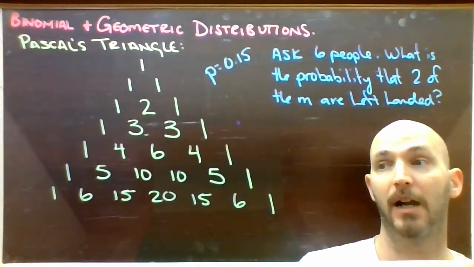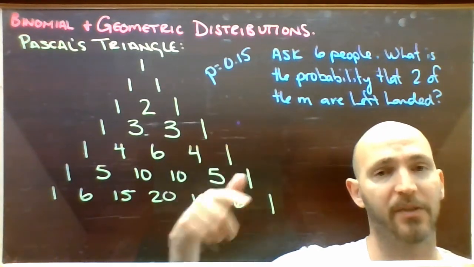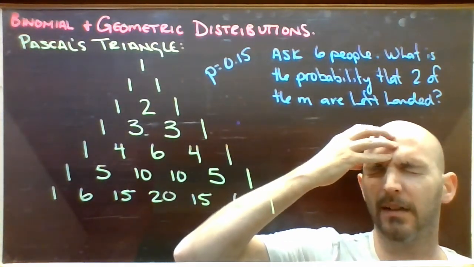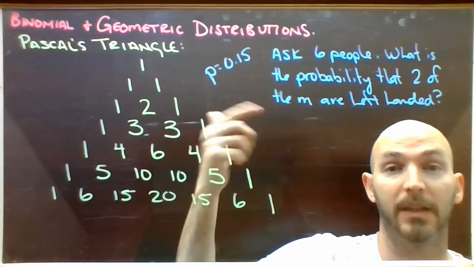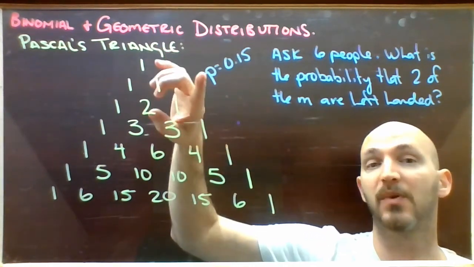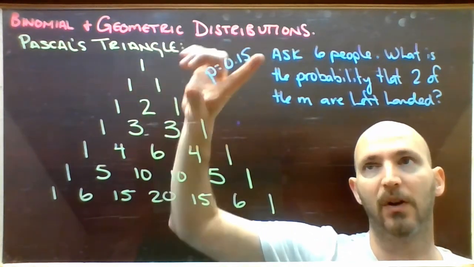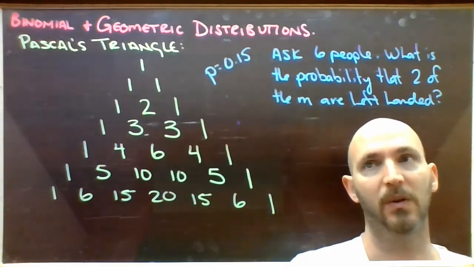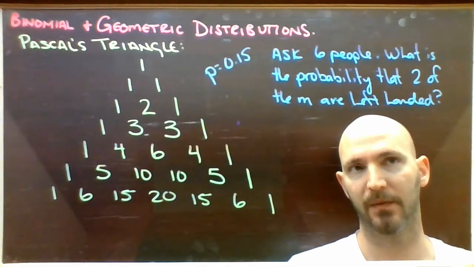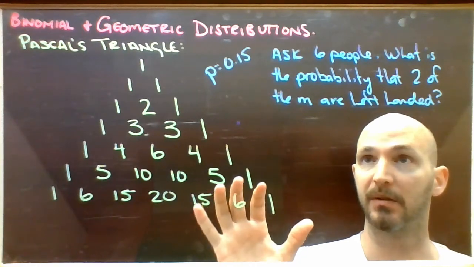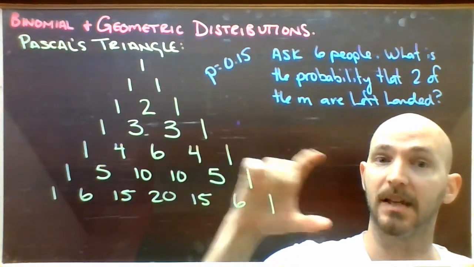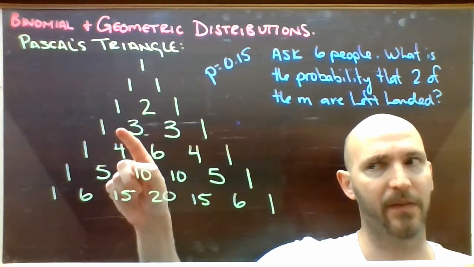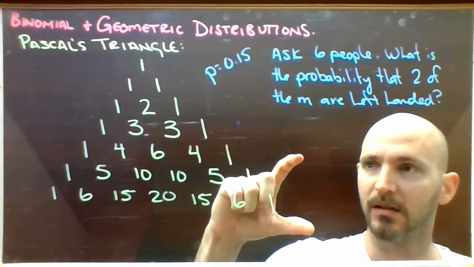All right. So in the last geometric question, to try and give another example, I talked about left-handedness. So about 15% of people are left-handed. So if I were to ask 6 people, what is the probability that 2 of them are left-handed? Now that's binomial, because I'm going to ask 6 people. I'm not going to keep asking until I find one. I'm going to ask 6.